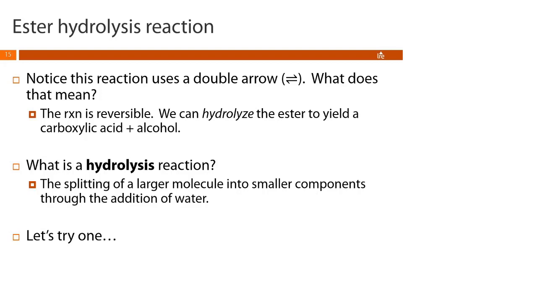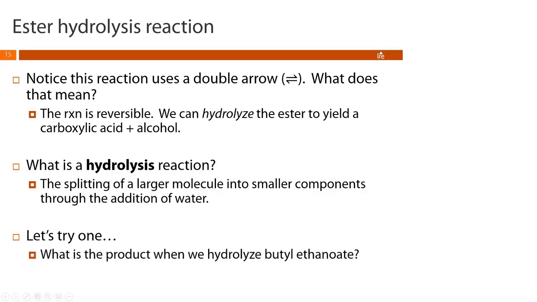So this is going to be another double replacement reaction, but this time water is going to act as a reactant. Okay, so let's try an example. So go ahead and pause this video and see if you can write a reaction for the hydrolysis of butyl ethanoate.